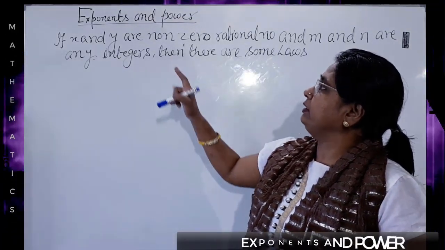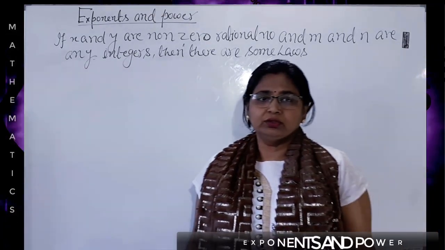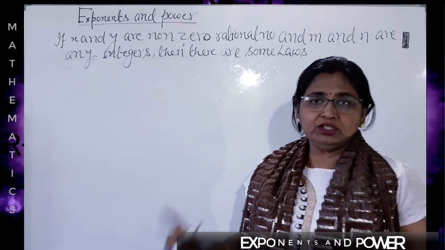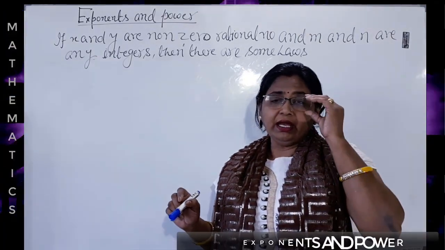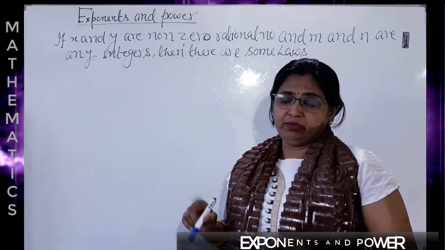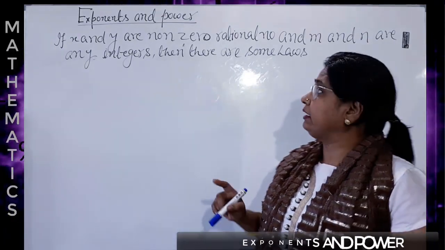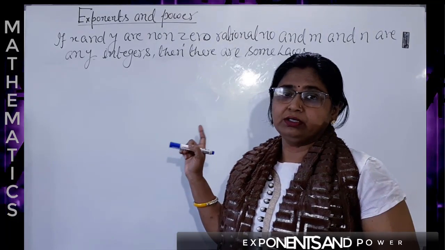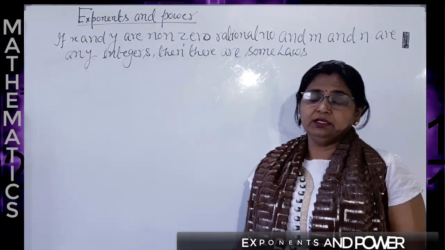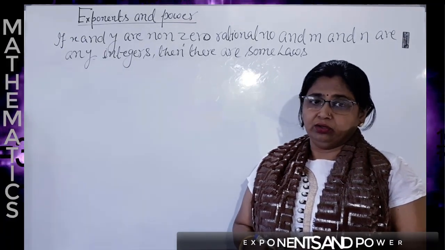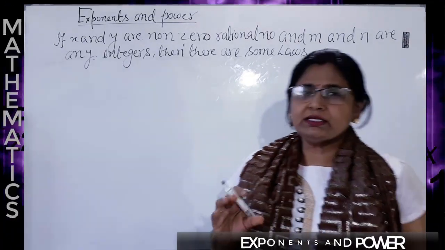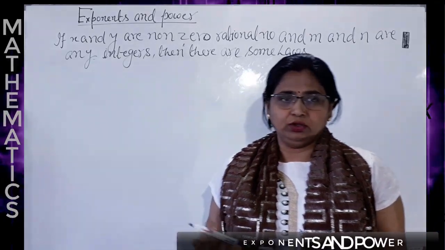If x and y are non-zero rational numbers and m and n be any integers, then there are some laws for power and exponents and power. What is that law that I am explaining with example and some important question also.